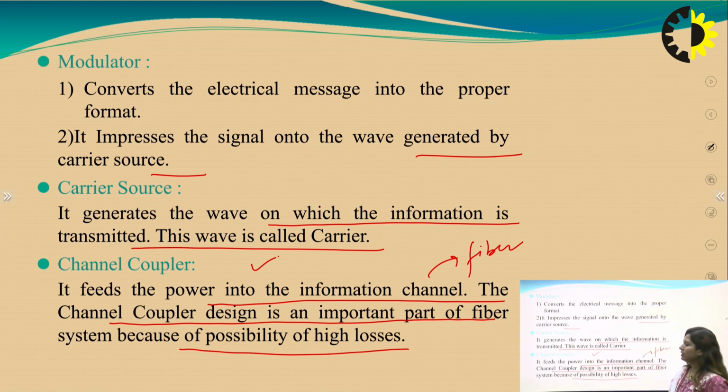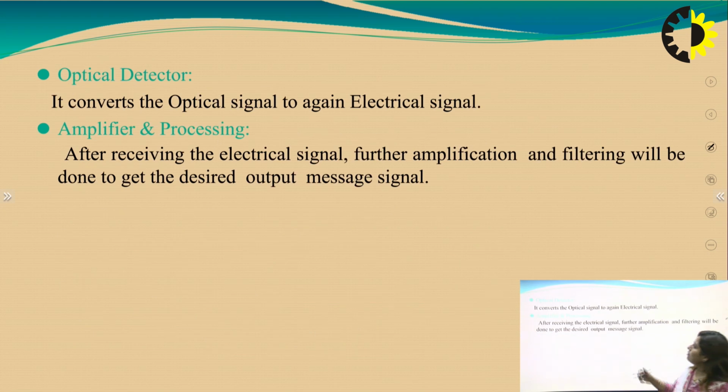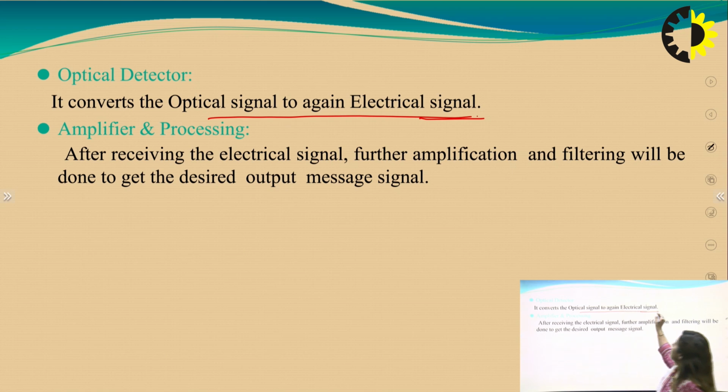So the coupling between the light and the fiber is much more important, because if the light is not properly coupled to the fiber, the light may get lost. So we have to ensure proper coupling of the light to the fiber. Next we have the optical detector, which converts the optical signal again into the electrical signal.